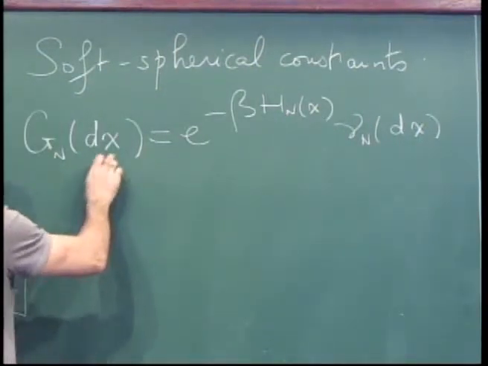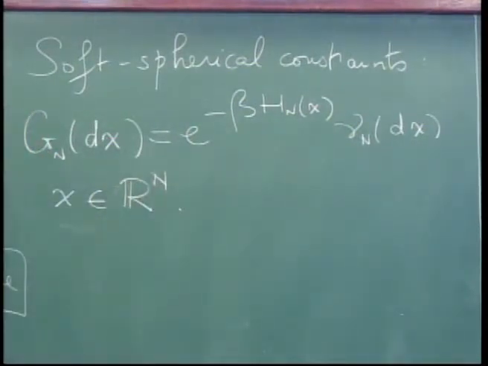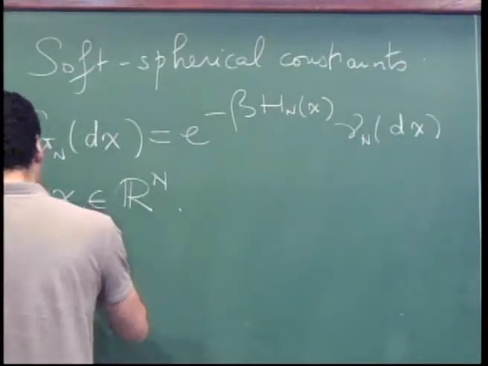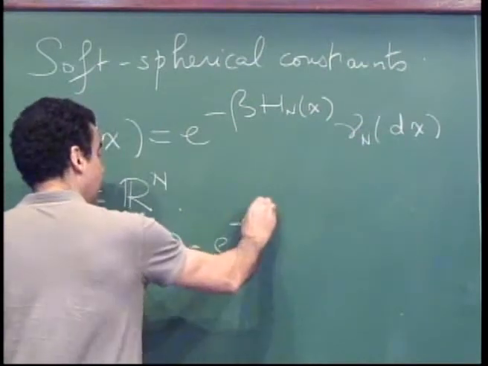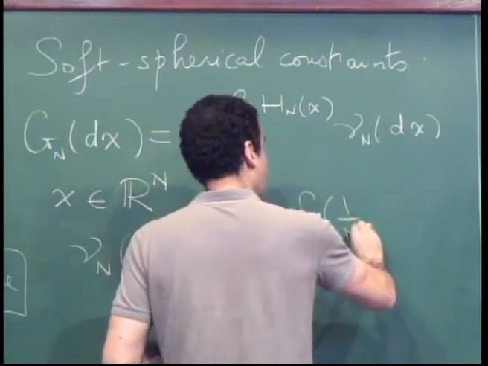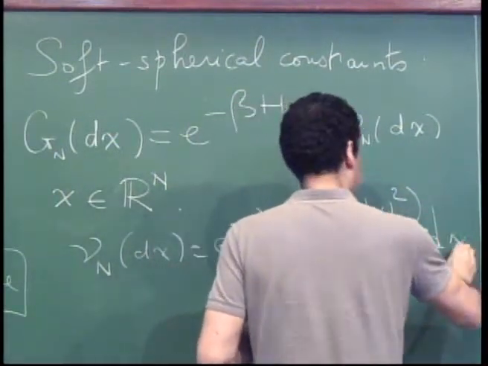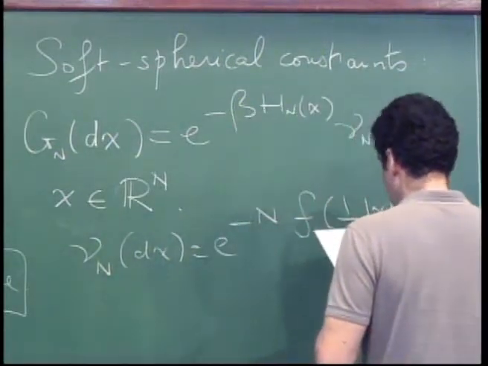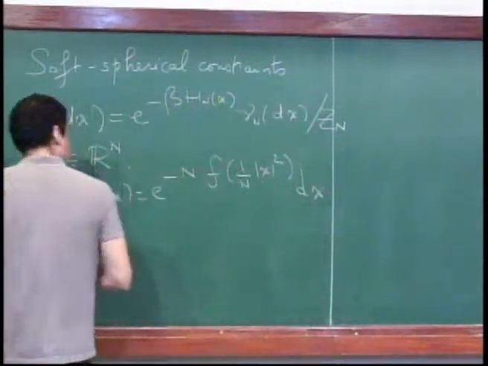So this x now is not in the sphere, it's in Rn, right? So I'm looking at a model on the whole of Rn, continuous soft spins. For the moment, it's not constrained to be on the sphere. But how do I constrain it to be on the sphere? I force this measure ν_n to be exponential minus n times a certain function f of 1 over n times the Euclidean norm squared, and then I have dx here. And of course you have to normalize this.